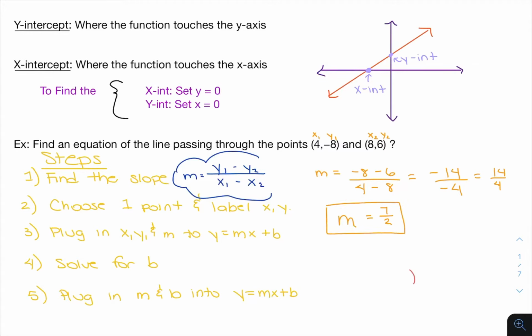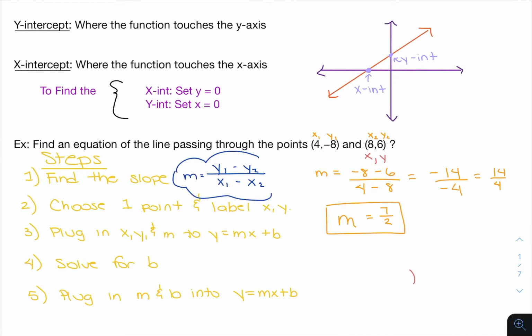Moving on to the second step, we actually have to choose 1 point now to plug it into the y equals mx plus b form. And I'm going to decide to choose (8, 6), just because it is positive, to make it a little easier. So I can say that 8 is my x and 6 is my y.